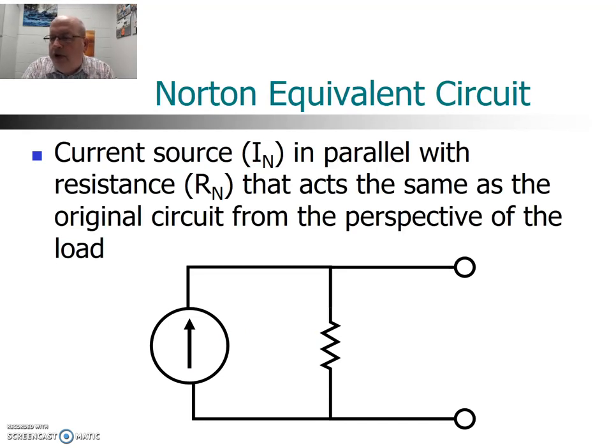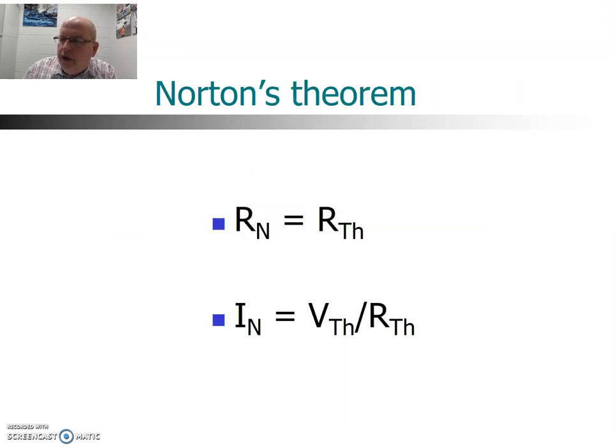If we want the Norton equivalent circuit, it is a current source in parallel with a resistor. And the values turn out to be pretty trivial. The Norton resistance is the same as the Thevenin resistance. So once we find our Thevenin, we know our Norton. Those values are the same. The Norton current is simply Ohm's law: V Thevenin divided by R Thevenin.